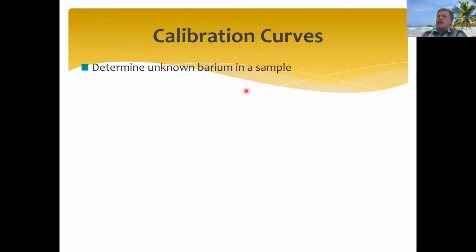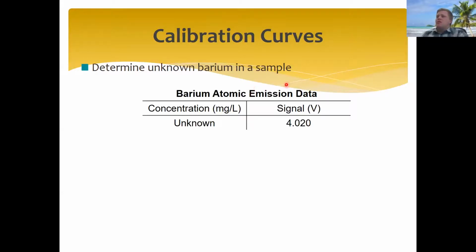So let's say I have a sample. It's got barium in it, and I don't know what the concentration of barium is. So I throw it in my atomic emission spectrometer, and I measure out a signal of 4.020 volts. What does that mean for my concentration of barium? Really, it means nothing with what I have so far. I can't even look at this data and say that there's barium in there or not.